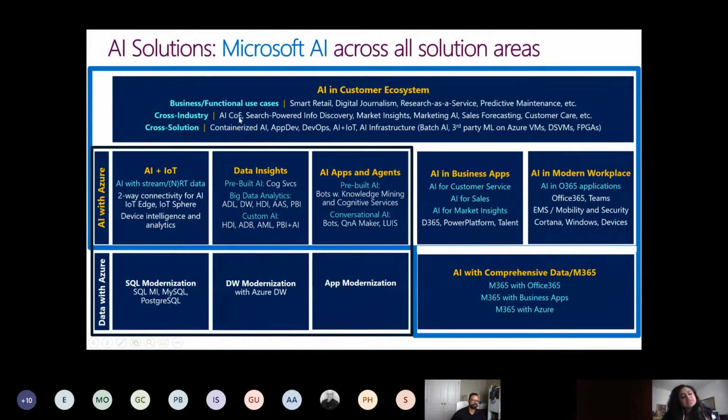For example, a Center of Excellence that focuses on analytics and AI, right? Information discovery that is search powered. We call it knowledge mining. It could be sales forecasting, customer care, predictive maintenance, which is actually one that's an overlap between industry and business use case. And then there's cross solution, as I mentioned, about DevOps and app dev and so forth, which again would not necessarily make a reference, I did, to Azure VMs, but it doesn't have to, right? It could just be ML on VMs.